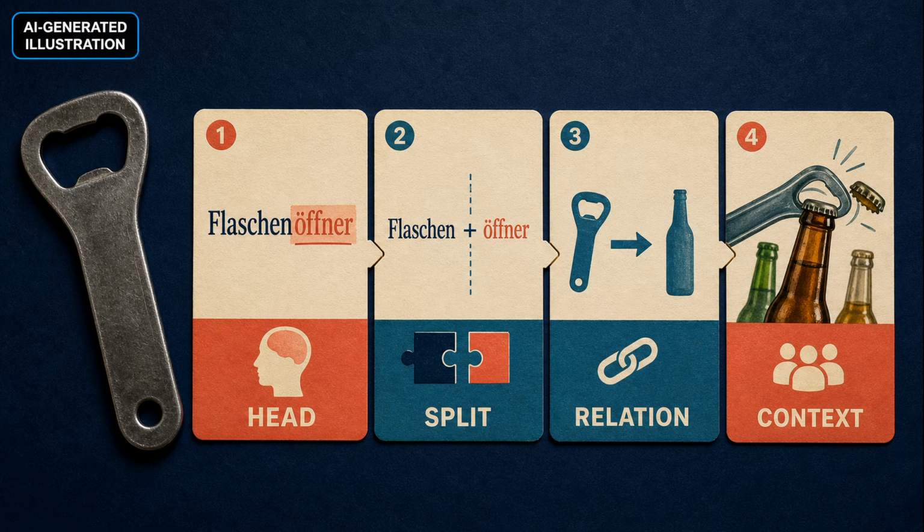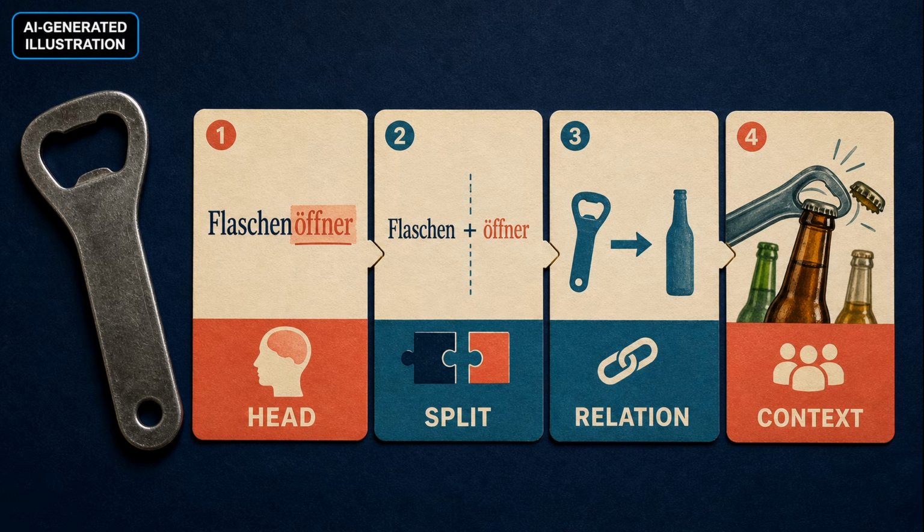Here is the routine you can use tomorrow. First, find the right-most meaningful head. What kind of thing is this? Second, split the word recursively, starting with the nearest pair rather than slicing every letter greedily. Third, propose the hidden relation: content, material, purpose, location, or something else. Fourth, test the proposal against the sentence and the real-world object.